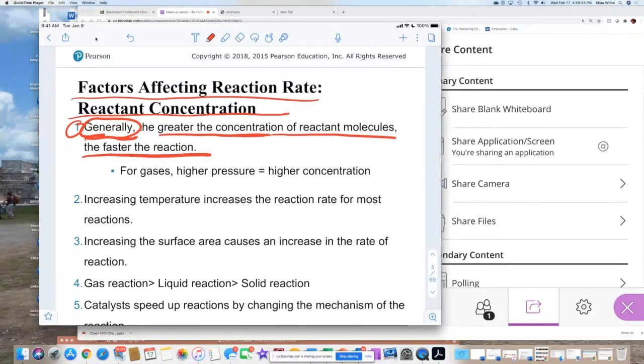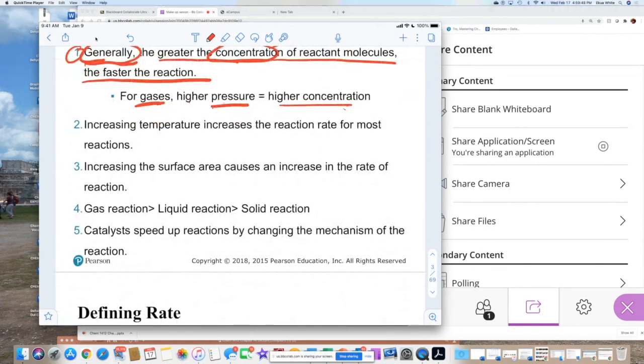When we're looking at concentration, concentration goes with solutions or liquids. But if you're dealing with a gas, since gases don't really have concentrations, in the place of concentration we'll deal with pressure. The higher pressure goes with gas, right? So for gas, we'll say higher pressure, while for solutions, we'll say higher concentration.